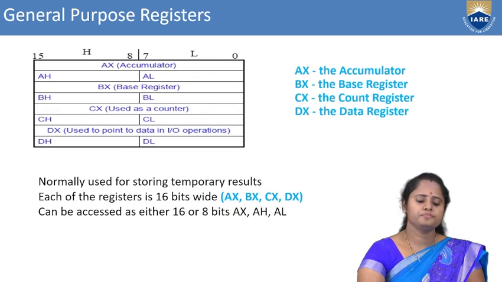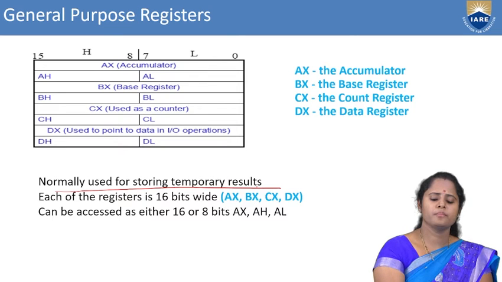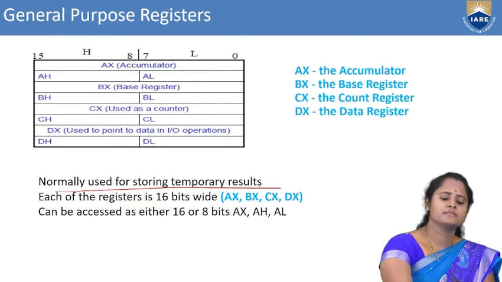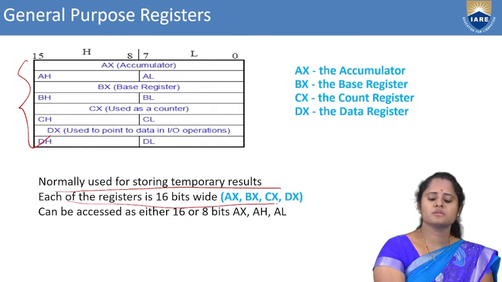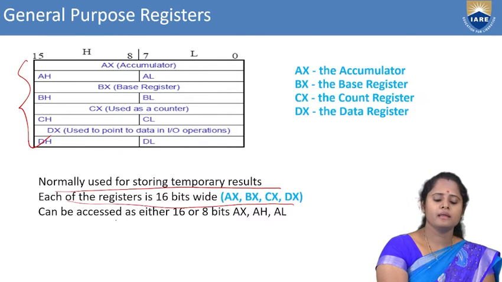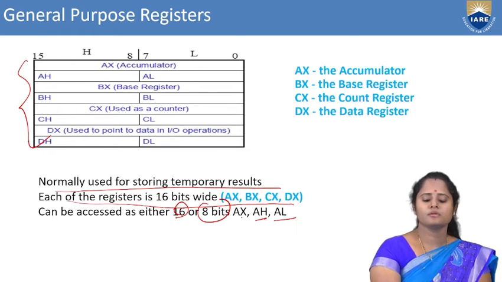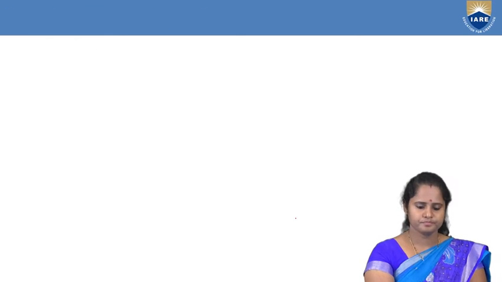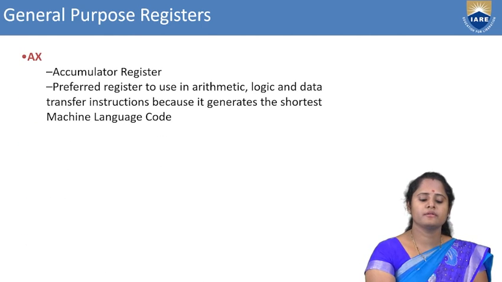So here you can see all of these registers are temporary storage, where each register is 16-bit wide, and it can be accessed as either 16-bit or 8-bit, that is, lower or higher. So AX is a combination of what? AH as well as AL. So what is AX? AX is an accumulator register.